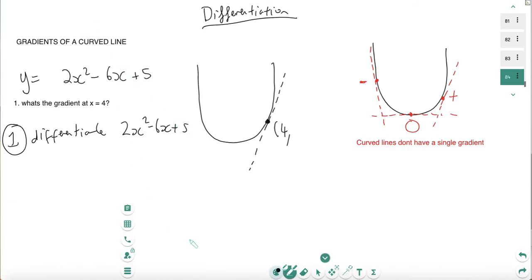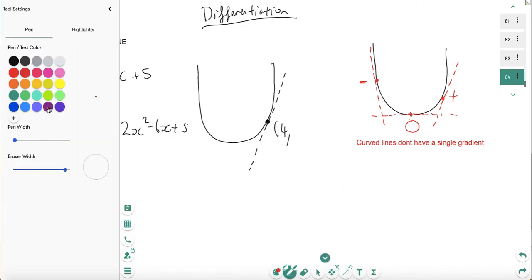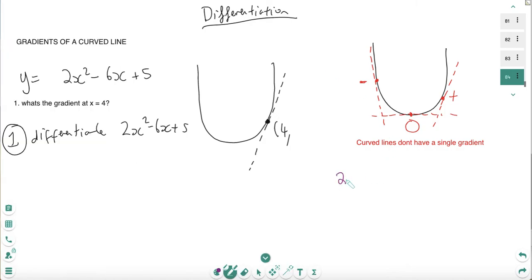Now, how do we differentiate? Super easy. So I'm going to change color. We use that color already. 2x squared minus 6x plus 5. What you're going to do is first separate each term. So we're going to do it separately. Let's look at 2x squared. In order to differentiate, you always multiply the index by the coefficient, and that will give you your new coefficient. So 2 times 2 is 4x. And afterwards you subtract 1 from your index. So 2 minus 1 is 1. So 4x to the power of 1, or just 4x. Okay? So now we've differentiated the first term.